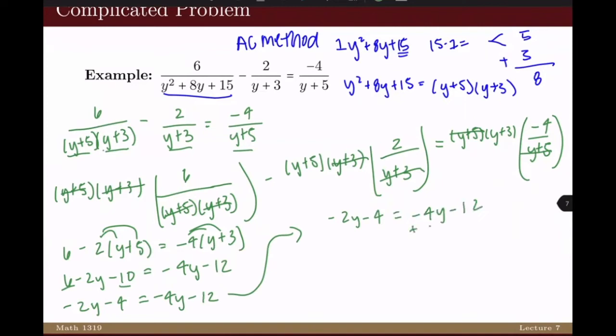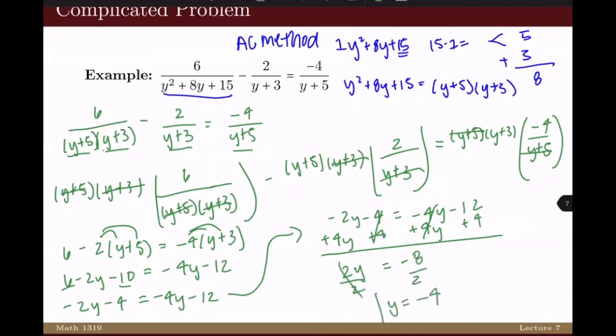Then let's add this 4y, and then let's also add this 4 to get everything on the proper side. So negative 2 plus 4 is 2 equals negative 12 plus 4, which is negative 8. And then you divide by 2 on each side, and you get y equals negative 4. Good job, everybody. That was one complicated problem. And I'm going to move on.